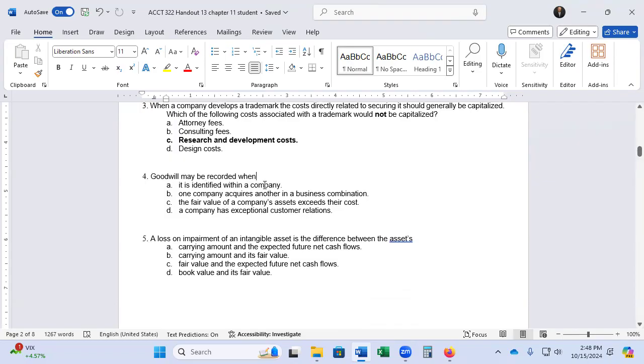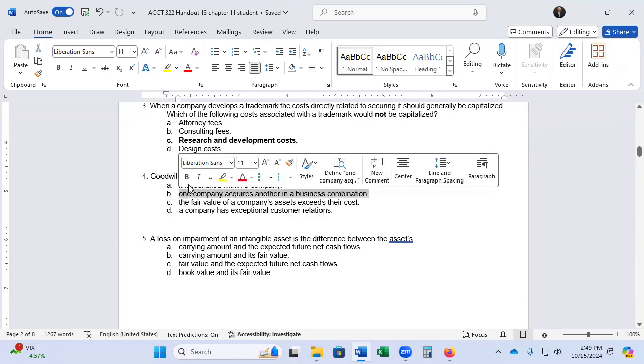Goodwill may be recorded when it is identified within a company. So that is not correct. You cannot internally generate goodwill. When one company acquires another in a business combination, that is correct.